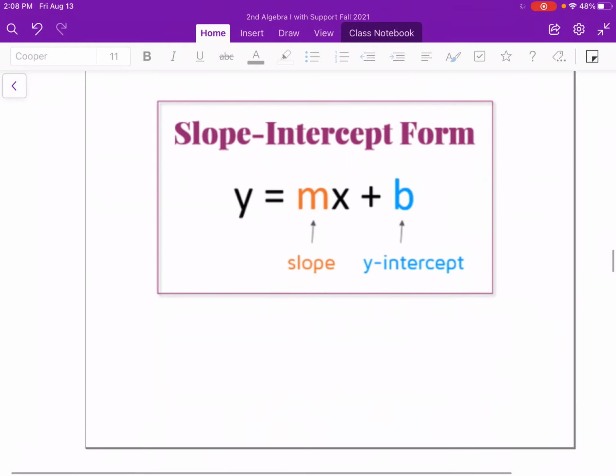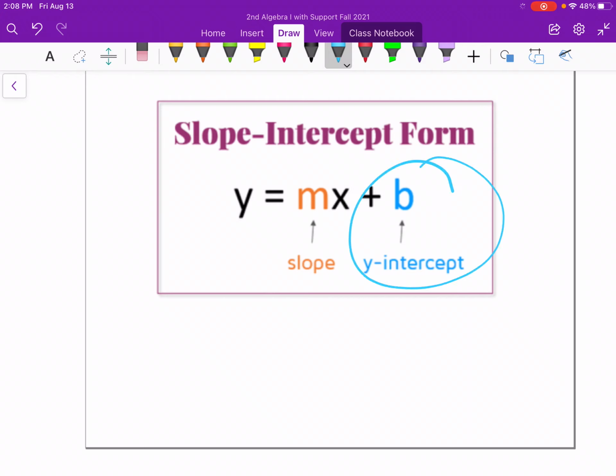So now we're going to talk about slope-intercept form, which you all have said that you've seen before. So you have y equals mx plus b. Previously, you were told what the slope was and you were told what the y-intercept was. Here, you just have to pull the y-intercept out from right here, plot that, and then you plot the slope.